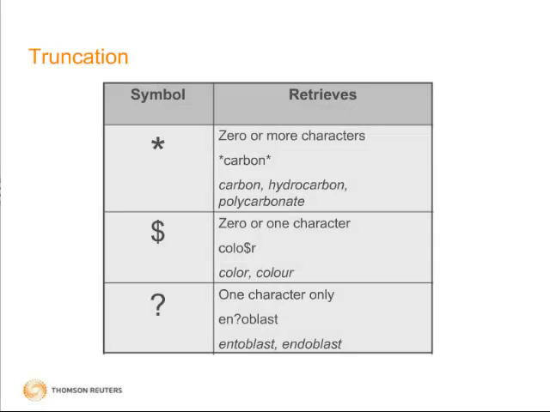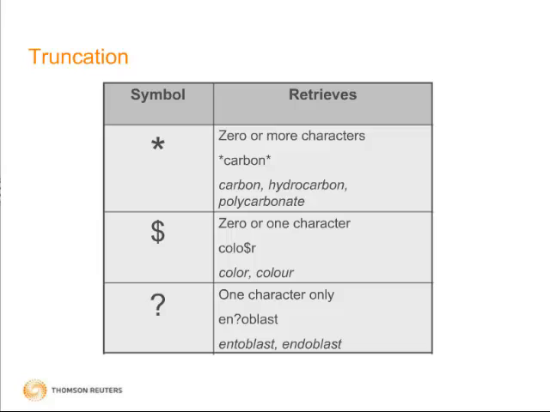Truncation symbols, also known as wildcard characters, are used to find plural forms and variant spellings of words. There are 3 truncation symbols available for use in the Web of Knowledge. The asterisk is the most flexible symbol, and stands for any number of characters, including 0.